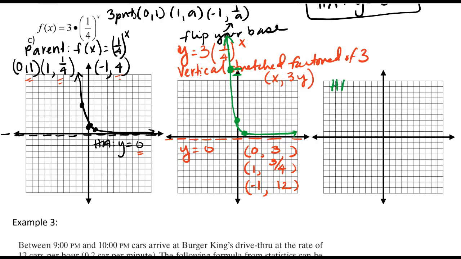So let's state your HA. Your HA maintains at y equals 0. Your domain will always be all reals. Your range, because we didn't translate up or down, is just going to be greater than 0. Box it up. That concludes our day.